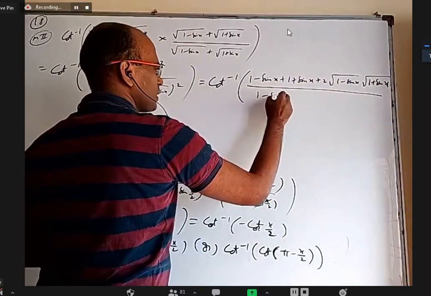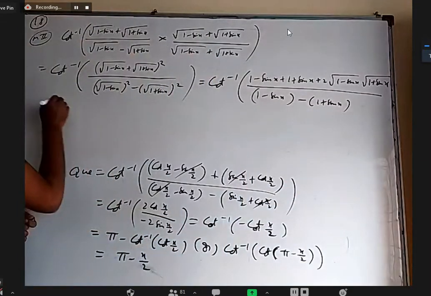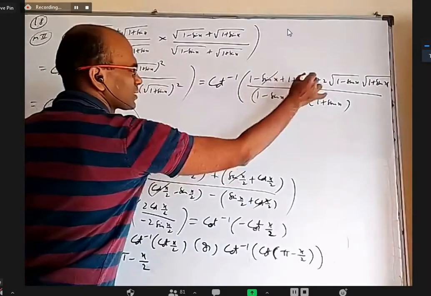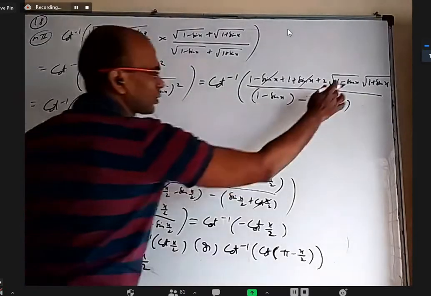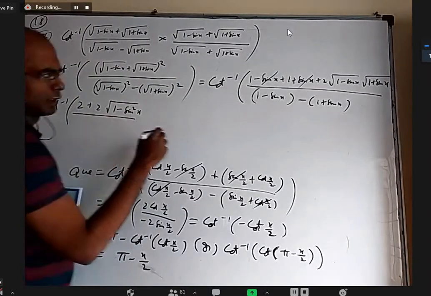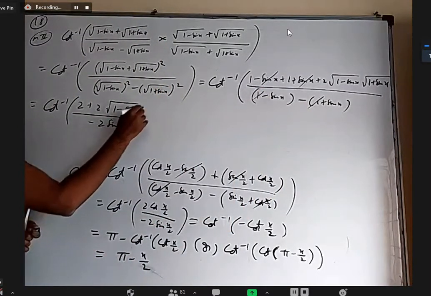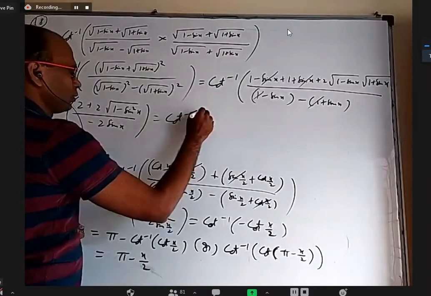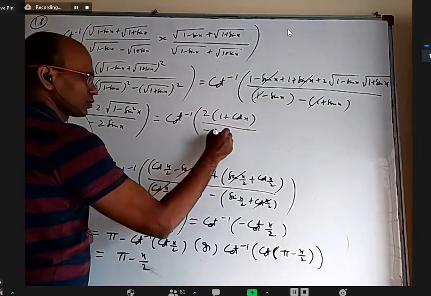Here, 1 minus sin x minus 1 plus sin x. Here sin x and sin x you can cancel. 1 plus 1 is 2, plus 2 root again of 1 minus sin x into 1 plus sin x, which when you multiply is 1 minus sin square x. In the denominator, 1 will get cancelled. I will get minus 2 sin x. Okay, 2 common, it is 1 plus cos x, and this is minus 2 sin x.